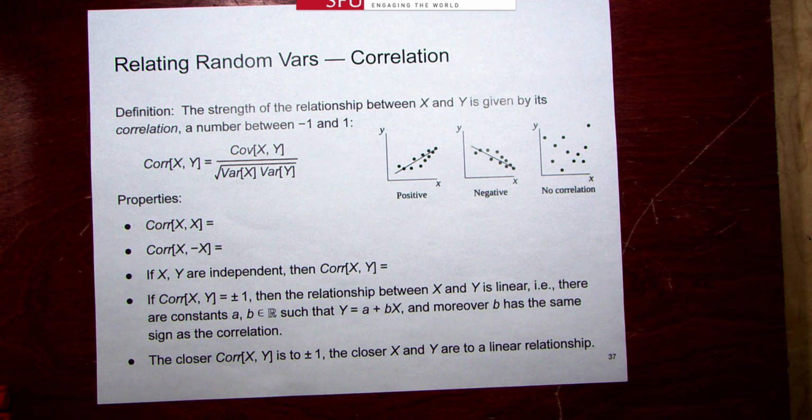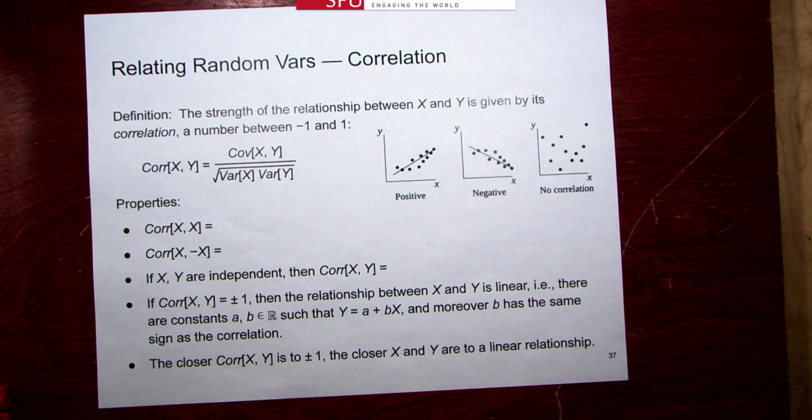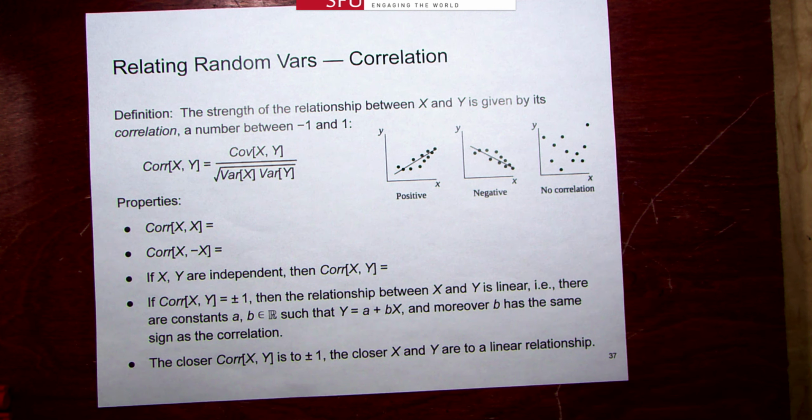Oftentimes you have data sets that are XY scatter plots, and you've done this in science class, and you end up getting line of best fit trend lines. So here we see a trend line that looks positive, so as x goes up, y goes up. Here's a negative correlation: as x goes up, y goes down. And sometimes there's no relationship at all. They just fly all over the place. So this value is an indicator of how strongly correlated they are. You use the word naturally in English all the time.